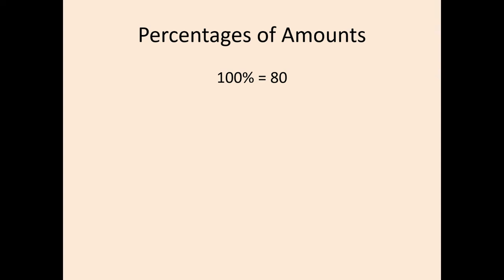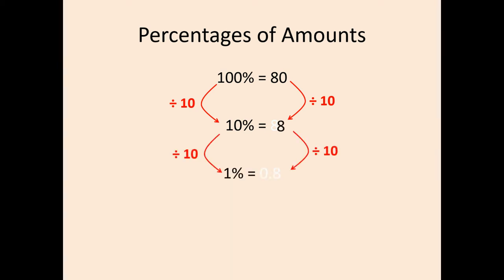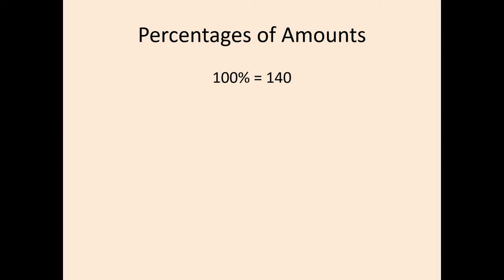Well, 100% is equal to 80. 10% is equal to 8, right? If you divide both sides by 10, you can work out what 10% is. And you can work out what 1% is by dividing both sides by 10 as well. So you can easily work out 1% by dividing both sides by 100. This is just to show you as well.